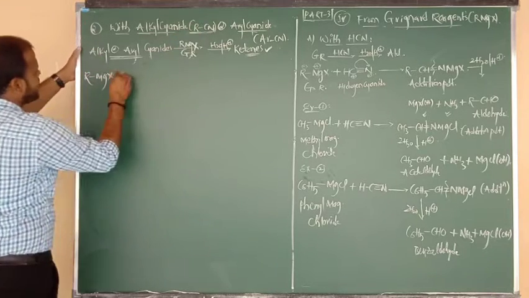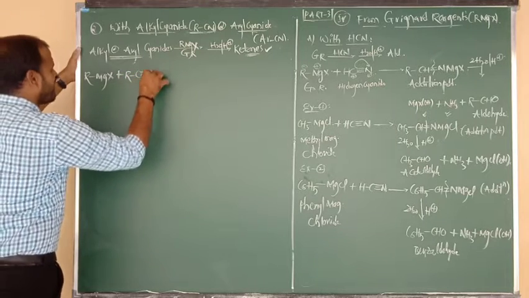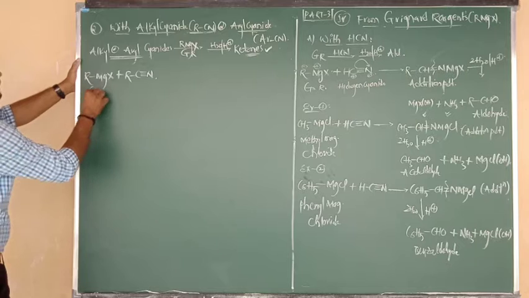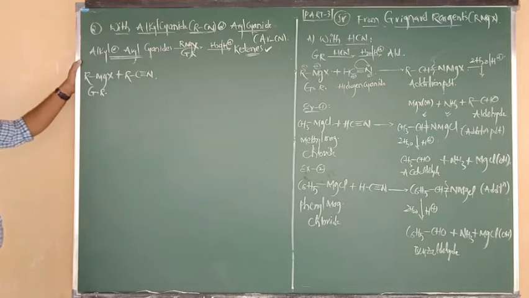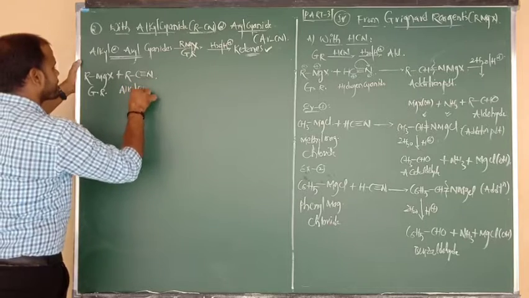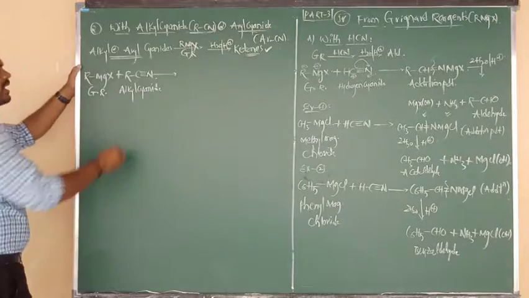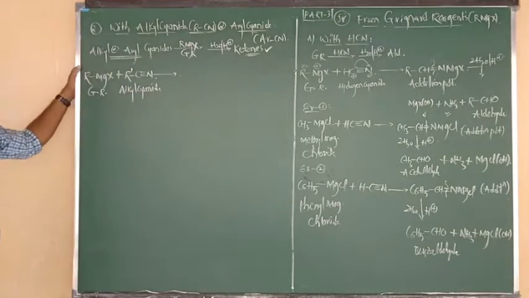It undergoes reaction with alkyl cyanide. What is the formula of alkyl cyanide? RCN, nothing but C triple bond N. This is the common Grignard reagent, undergoing reaction with RCN, alkyl cyanide. But to show the variation, I am going to write R prime here.